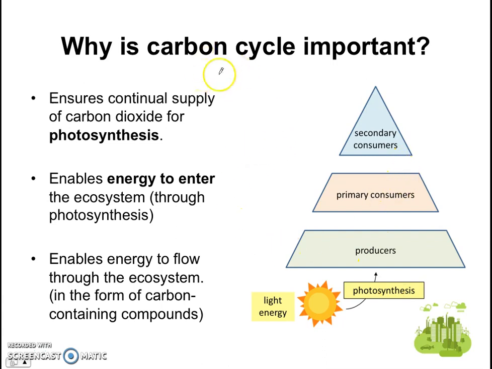Right? So actually we need a constant supply of carbon dioxide in the atmosphere so that plants can carry out photosynthesis, energy can enter the ecosystem, and then energy can be passed on from producers to primary consumers to secondary consumers through feeding in the form of those carbon-containing compounds.